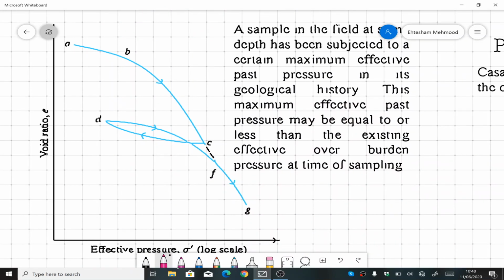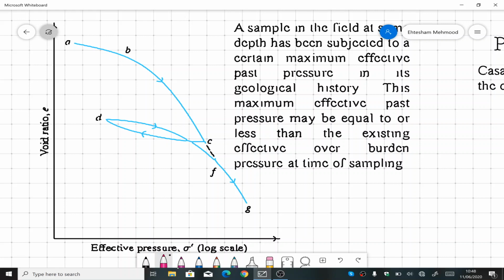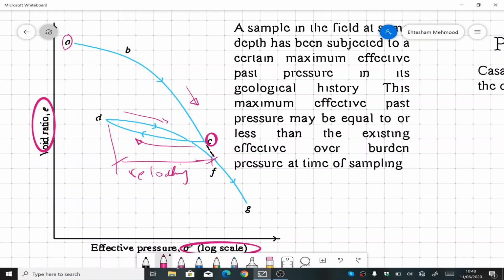So this is our general E log P curve. On the x-axis we have log of the stress. We have seen that in our previous lecture. From A to C it is loading of the soil, and from C to D it is unloading, and from D up to F, this portion is the reloading. And then from F onward we call that virgin compression. This portion from A to C is also called virgin compression, but we will see that in detail in our next slides.